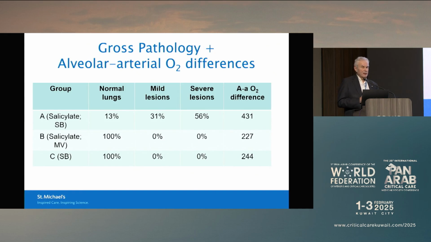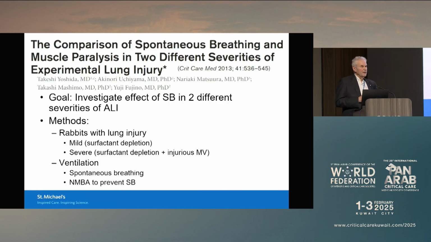It looked at AA gradients, AA differences. You can see here that the AA difference was much higher in group A, 431, versus about 225 or 250. So these animals had pathology that looked like ARDS, or acute lung injury. They had atelectasis, and that was just based on breathing spontaneously. So that was, I think, one of the first studies that suggested, yeah, maybe breathing spontaneously can lead to injury that looks like ARDS.